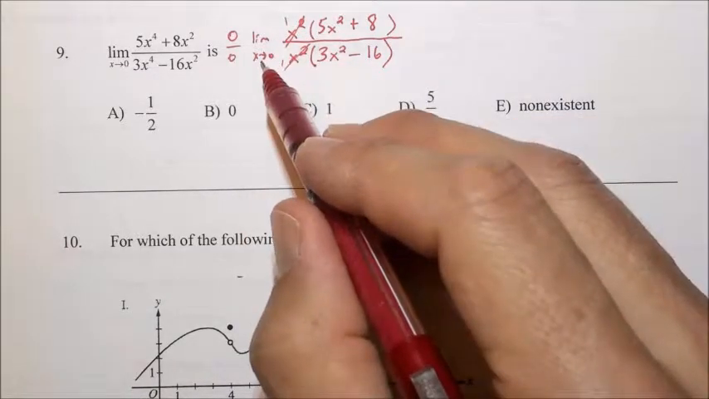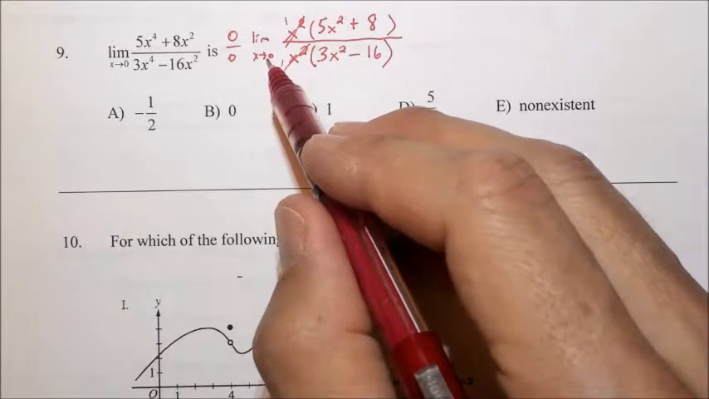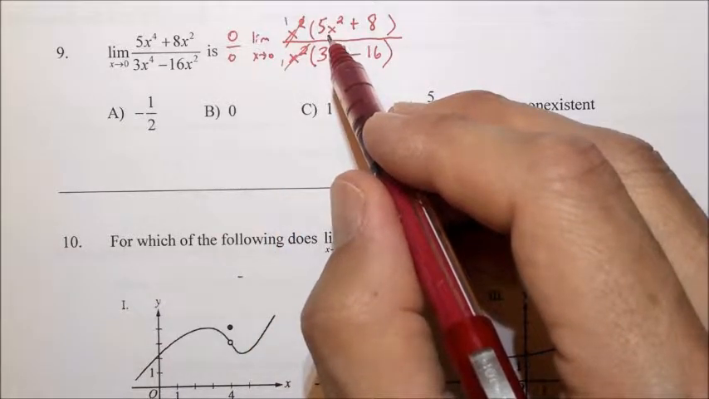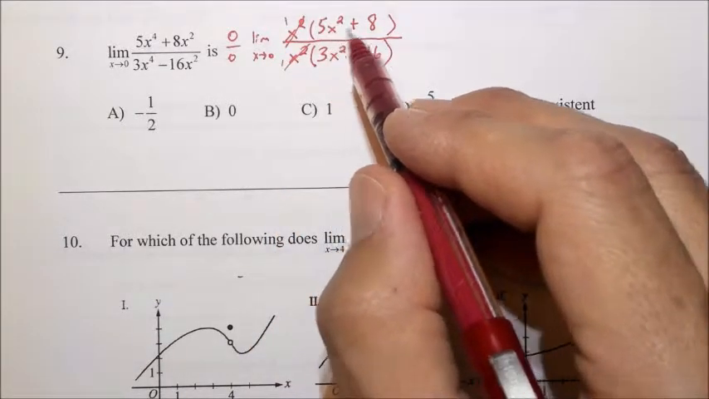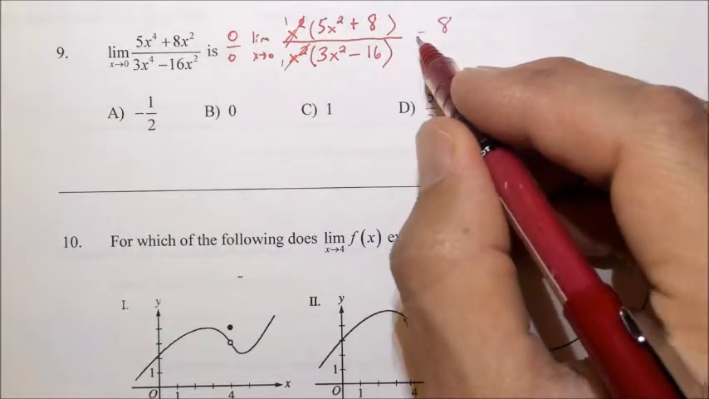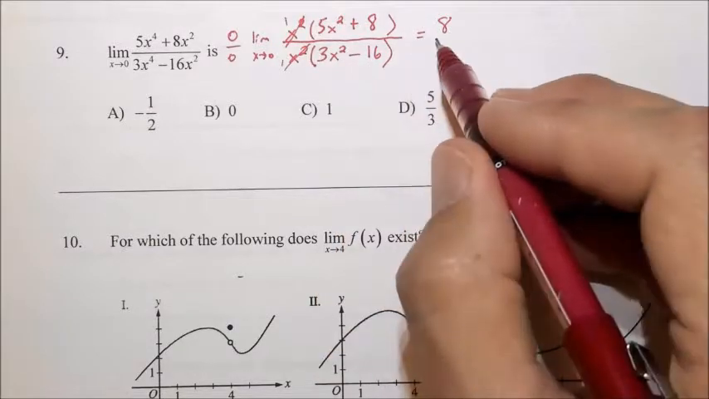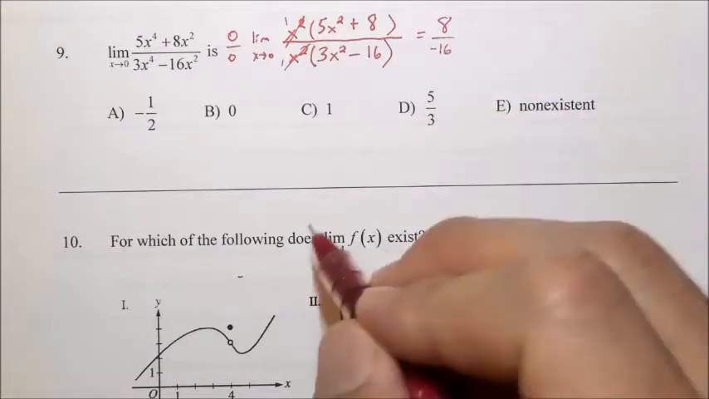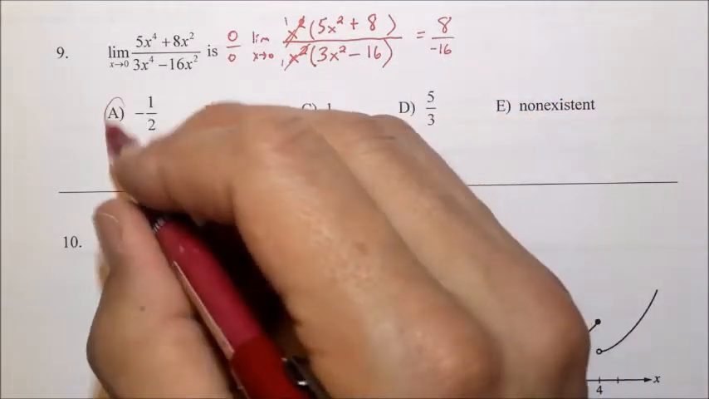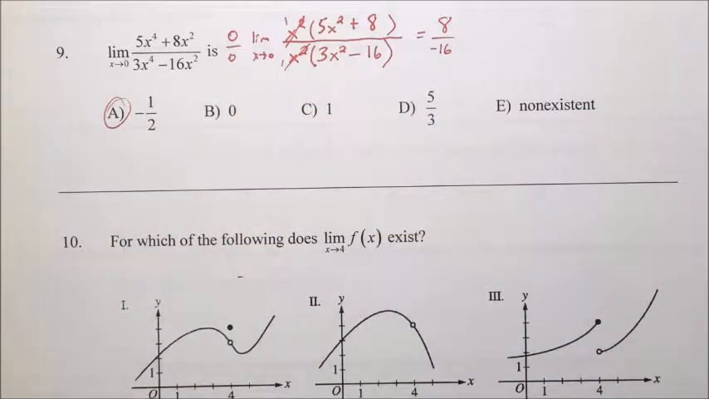Now when we take the limit as x approaches 0, what happens when we plug 0 into the numerator? We get 0 plus 8. How about 0 in the denominator? 0 minus 16. 8 over negative 16 simplifies to answer A.